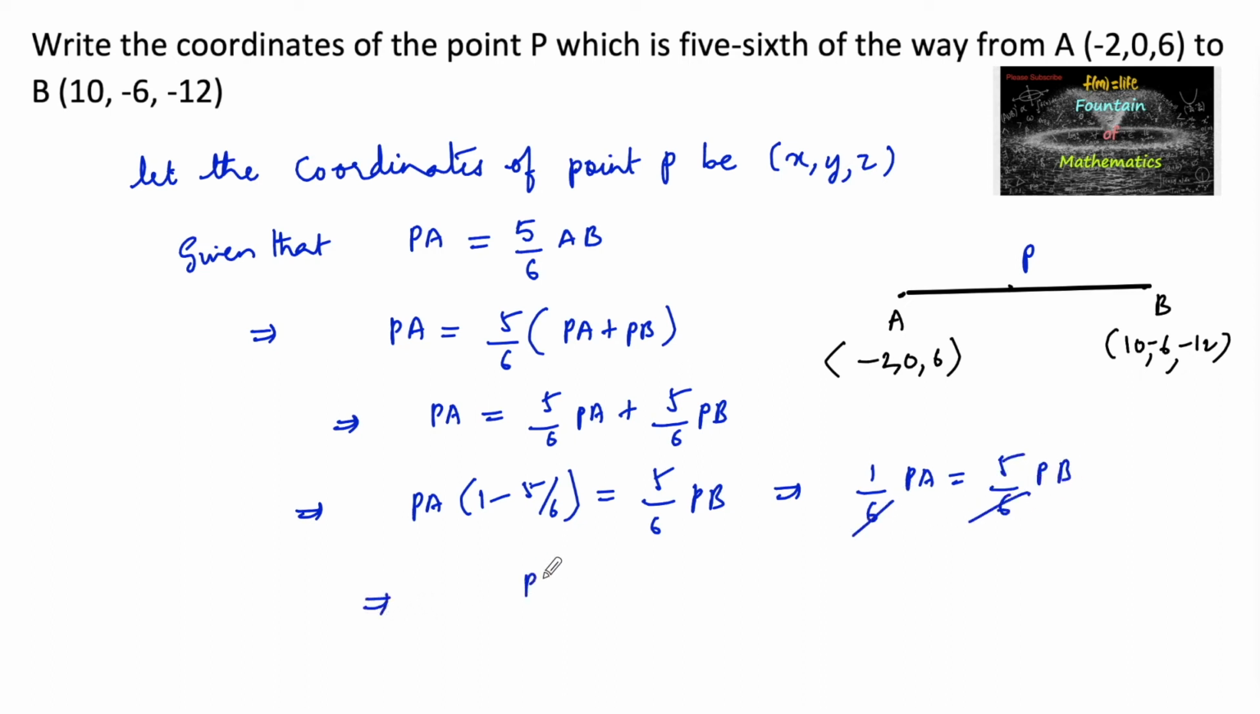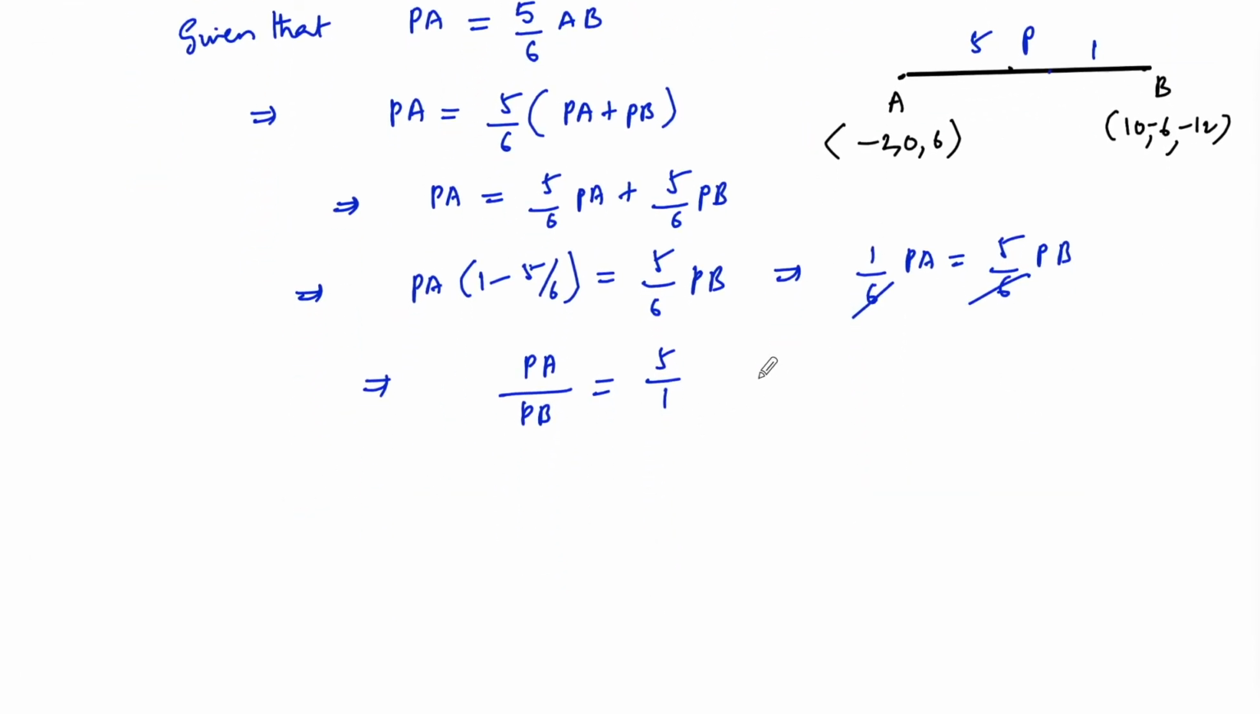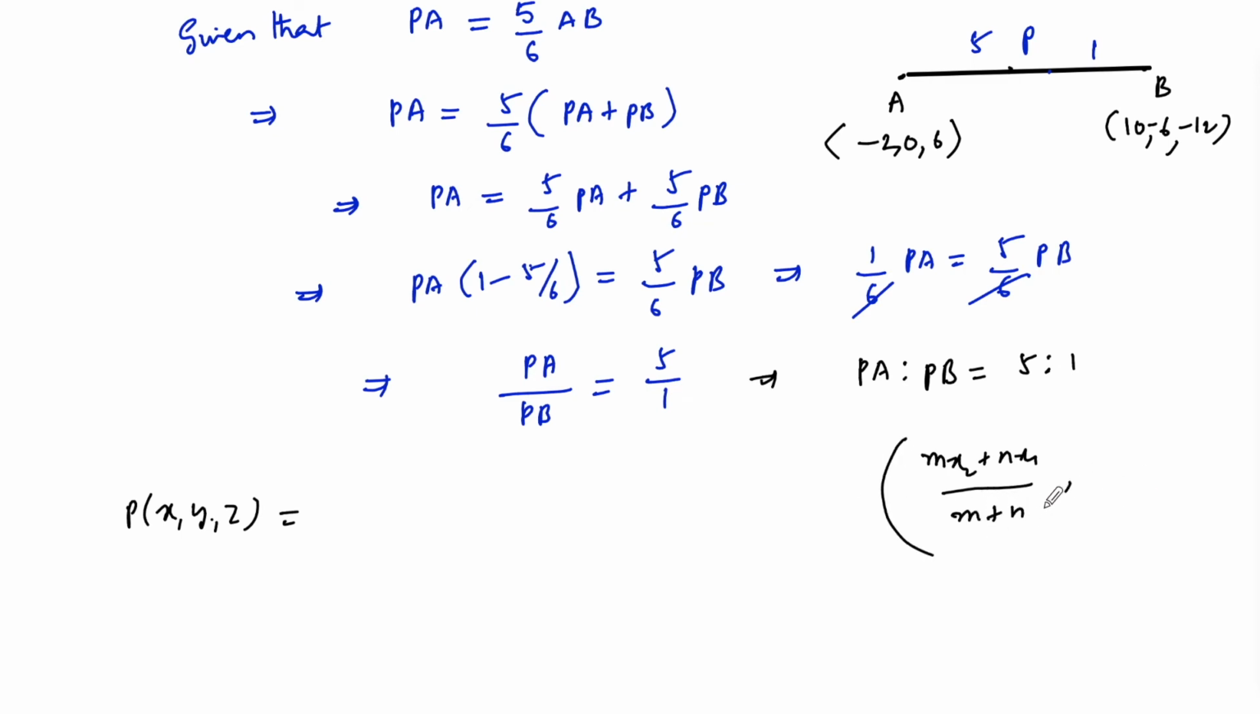So we can cancel and we can write PA by PB is equal to 5/1, which is given: PA to PB is in a 5:1 ratio. It's 5 parts and 1 part. So by using the section formula, it's an internal division. So PA is to PB is equal to 5:1. By using the section formula, we can write point (x, y, z), which is given by (mx2 plus nx1) by (m plus n). We have the formula (mx2 plus nx1) by (m plus n), and similarly for the y coordinates and z coordinates.